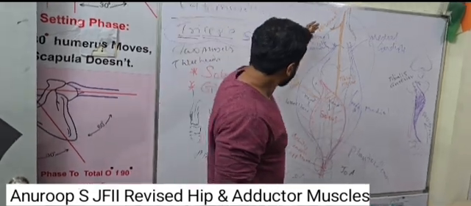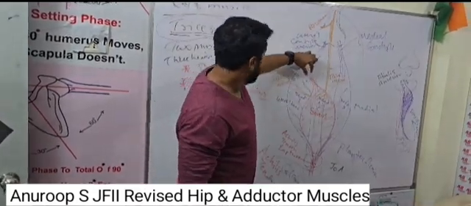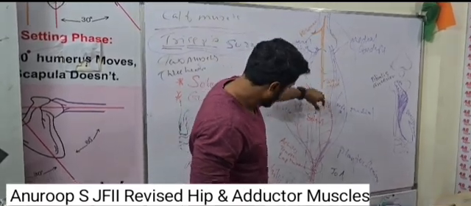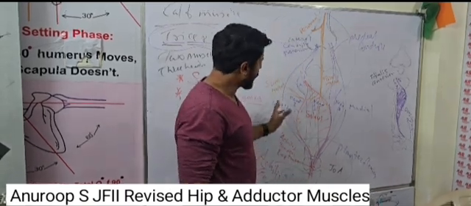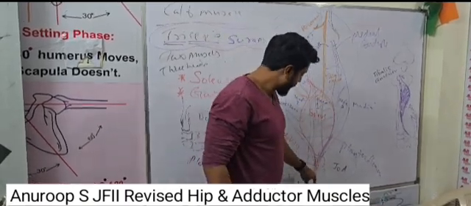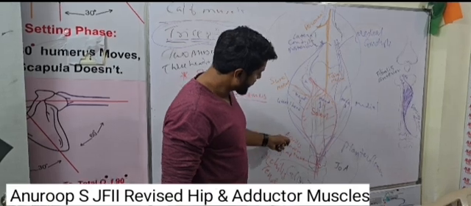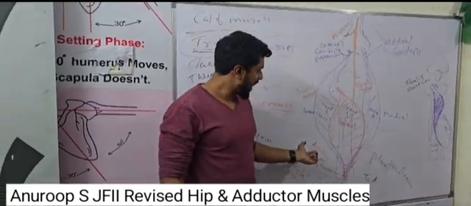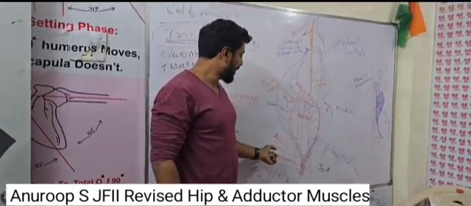So this soleus muscle comes from the fibula head and is attached to the calcaneus bone. All these three muscles are attached to the calcaneus bone through the Achilles tendon. If any injury occurs to this Achilles tendon, doctors will refer to it as Achilles tendon rupture.